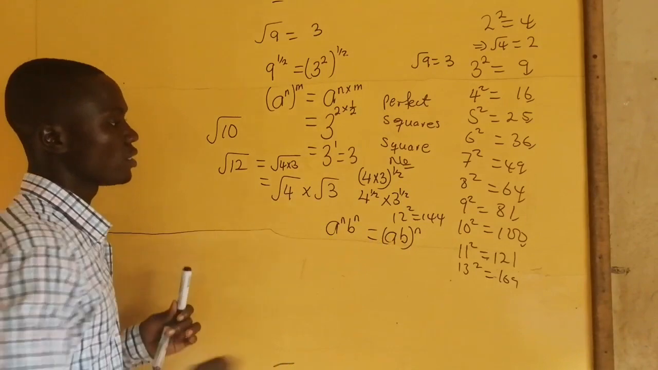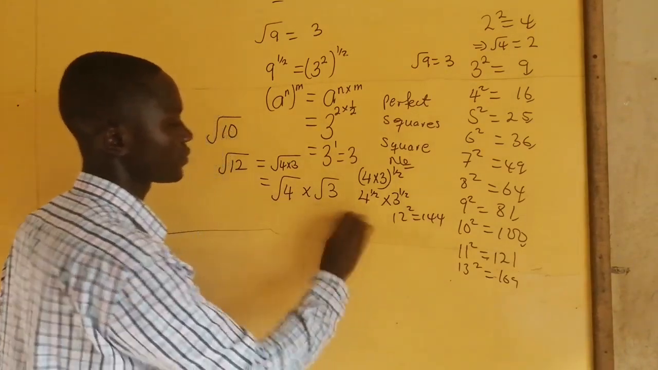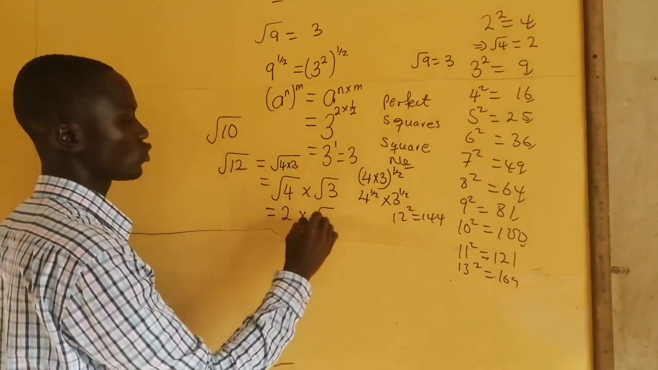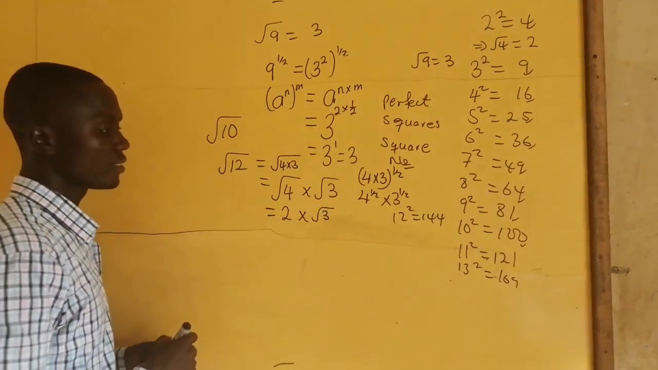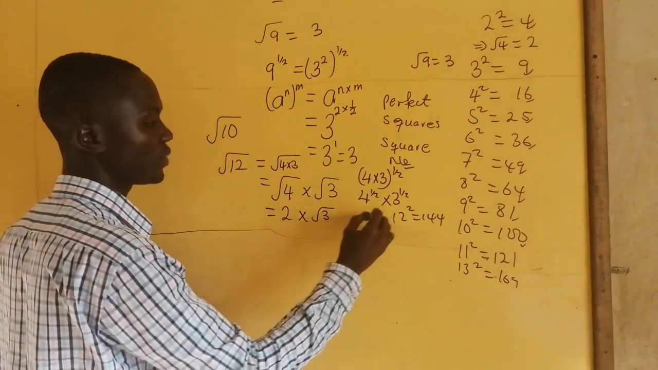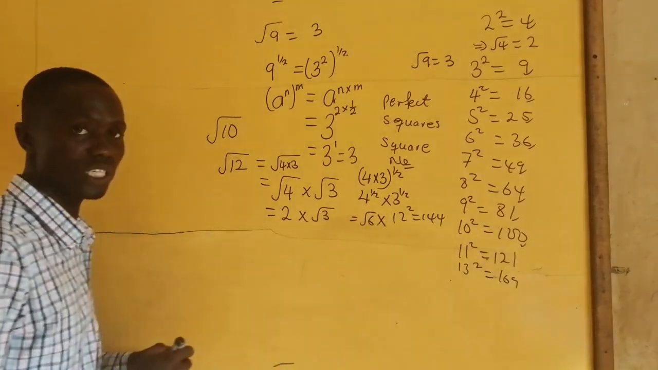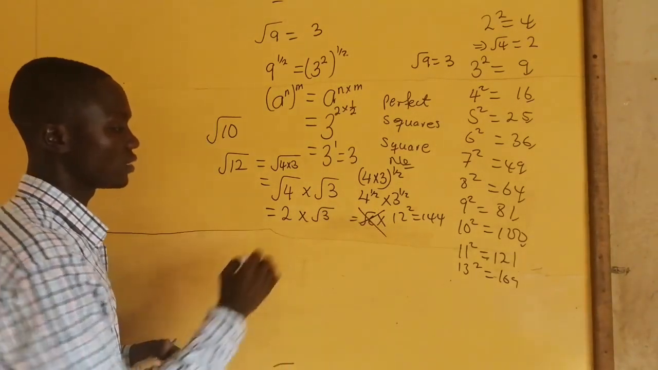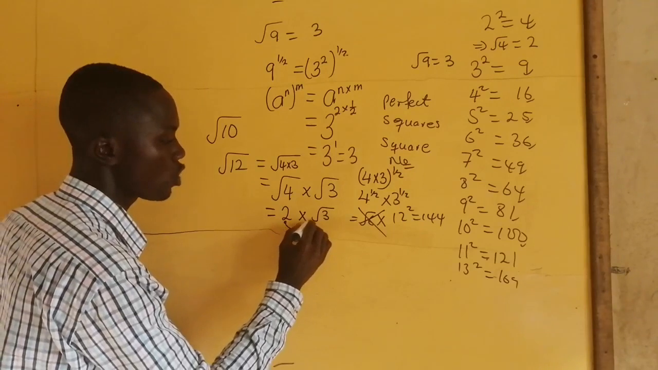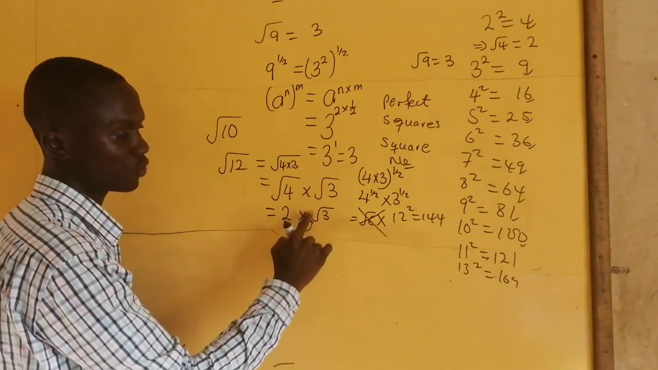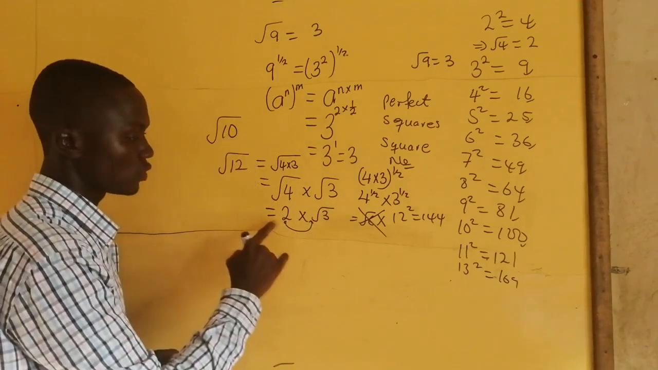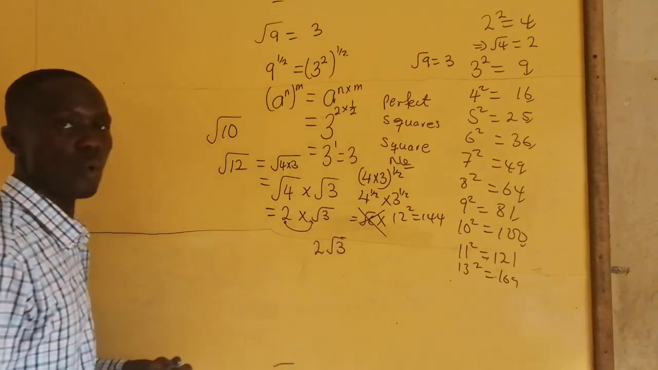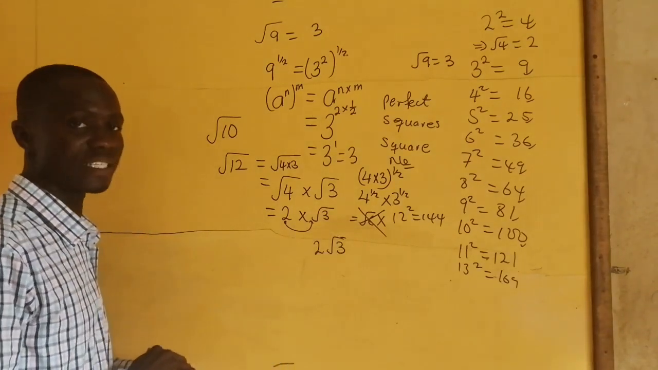Now, if we come here, the square root of 4 is 2. So I'll put 2 here, times the square root of 3. Now here, should I take 2 times 3? That will give me the square root of 6? No. This is absolutely wrong. You don't go this way. What we do is that we multiply the 2 by the coefficient here. What number is in front of this root 3? That is 1. So 2 times 1 is 2. That is very, very simple.